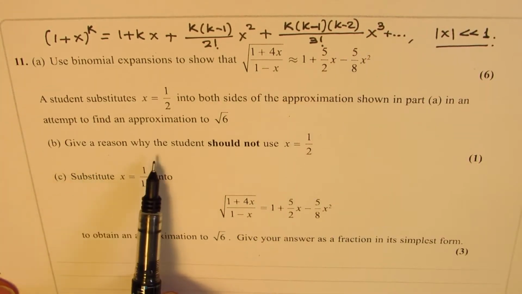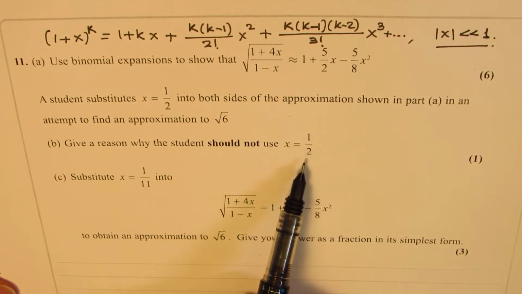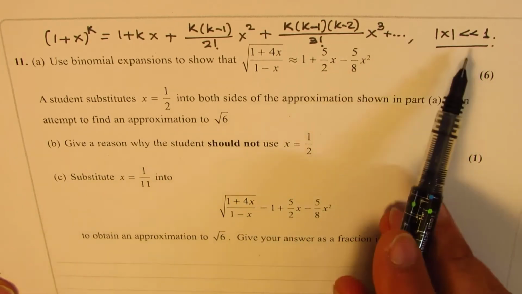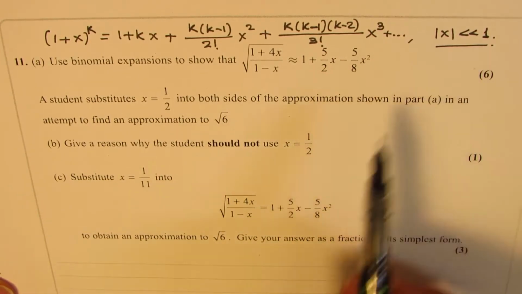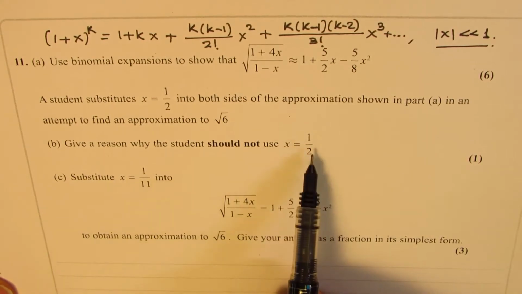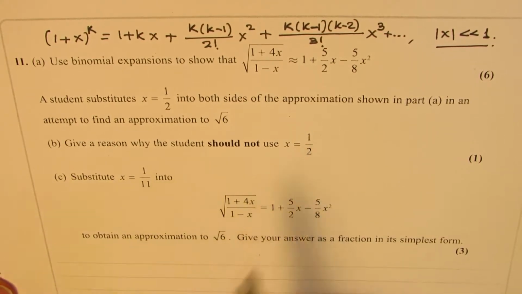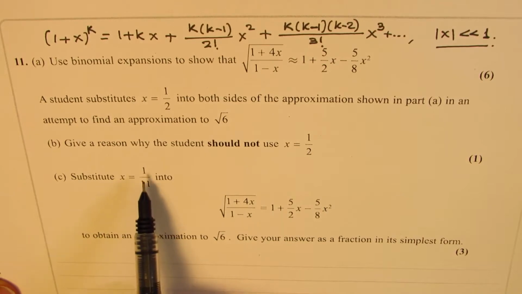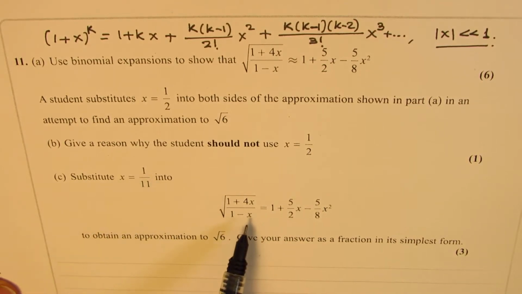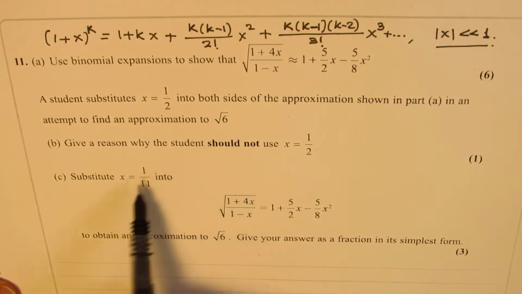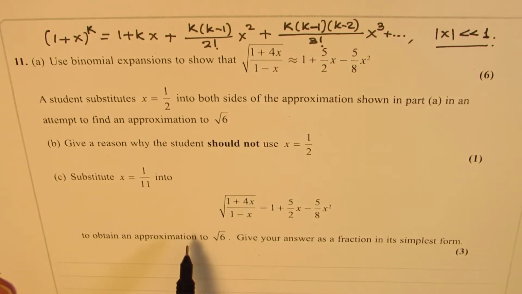So the reason why a student should not use half is that half is not very small as compared to 1. It should be like 0.1 or lower. So when we substitute x equals to 1 over 11, it is less than 0.1, so it works. You get the idea, right? So that is the answer for the other 2 questions.